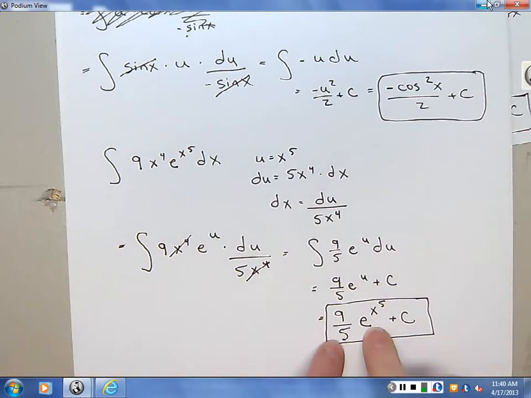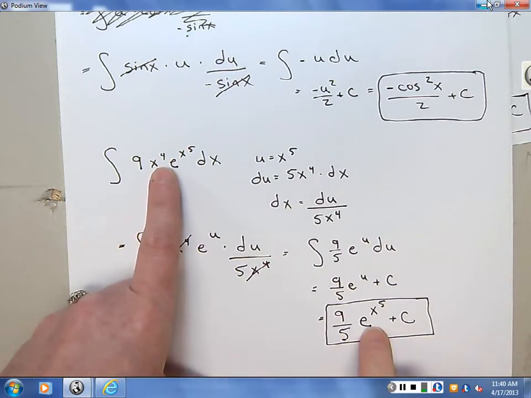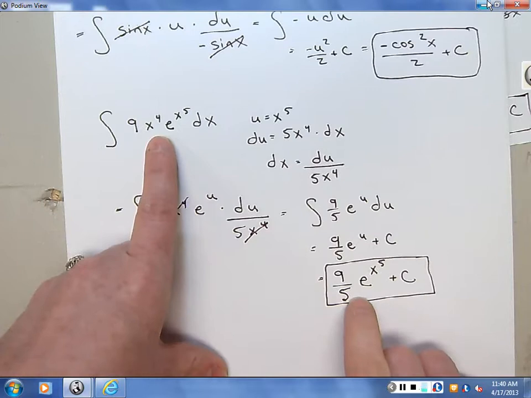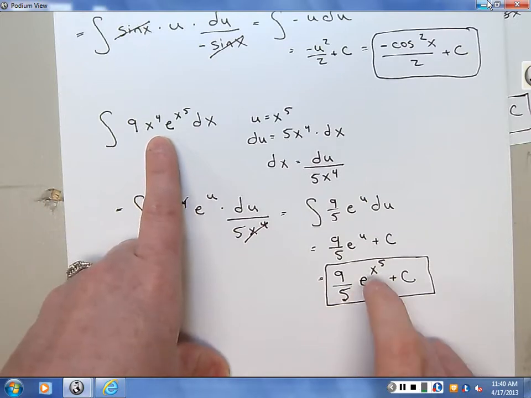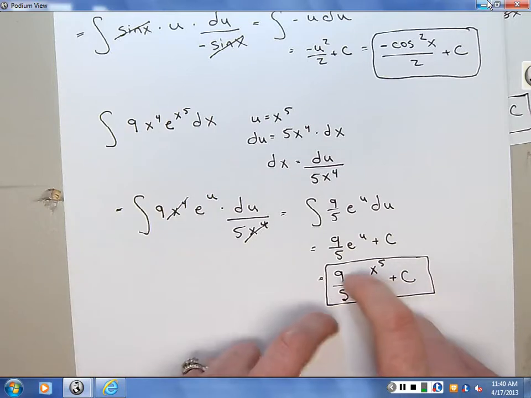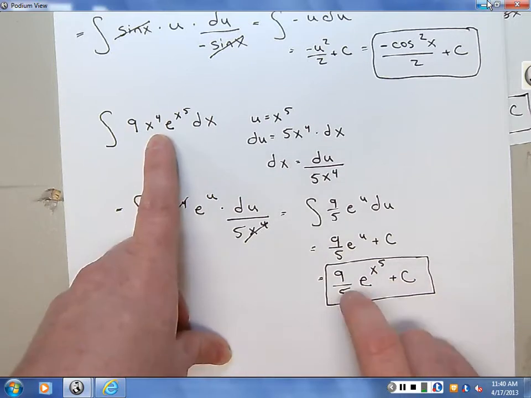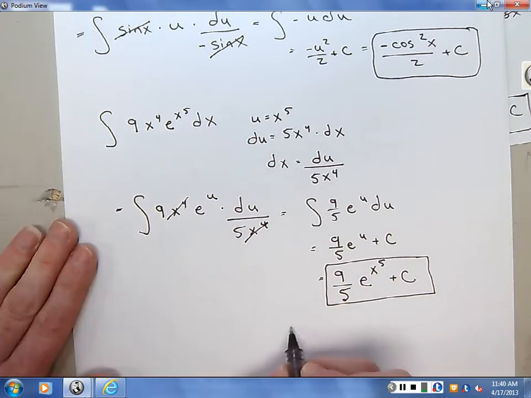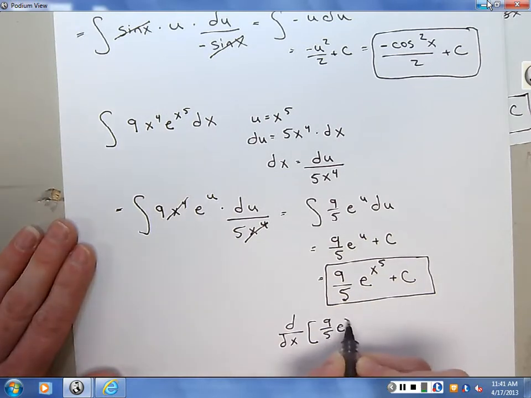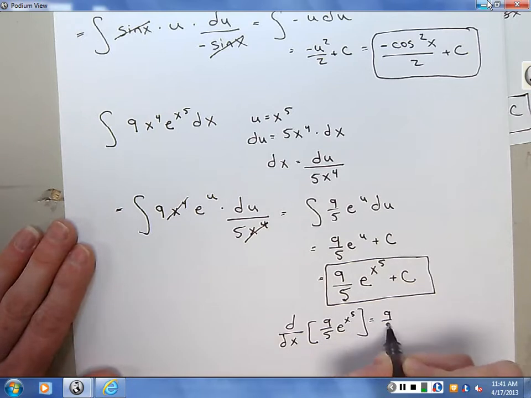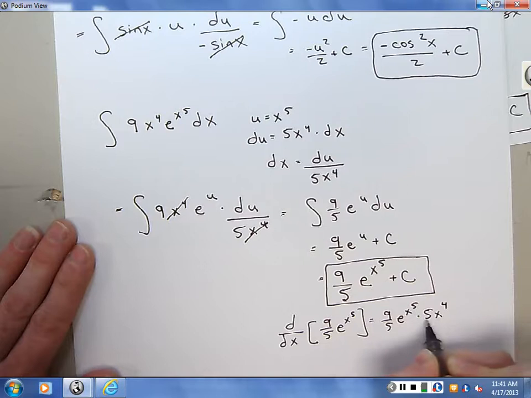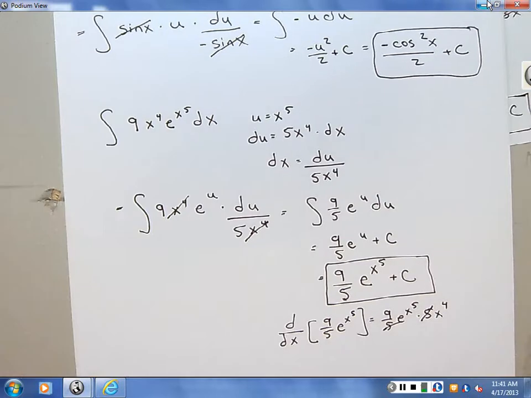And you can see that this is the exact same thing, pretty straightforward, right? The derivative of this would be e to the x to the fifth times 5x to the fourth, and my 5's are going to cancel. I'm going to be left with the 9 out front. It's exactly what I get here, right? Go ahead and write this up. The derivative with respect to x of 9 over 5 e to the x to the fifth equals 9 over 5 e to the x to the fifth times 5x to the fourth, which is back to my original expression.